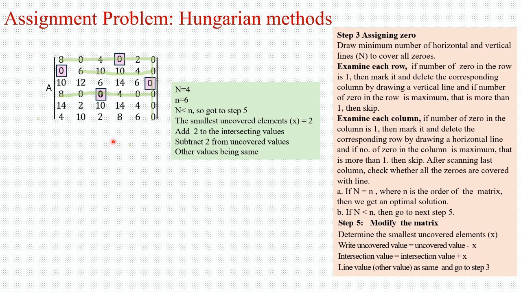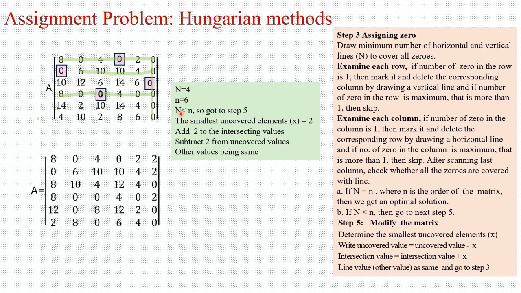If n is equal to N, where N is the order of the matrix, then we get an optimal solution. Here n is 4 and N, the order of matrix, is 6, so go to next step 5. Identify the smallest uncovered element x. Add x to the intersecting values. Subtract x from uncovered values. Other values being same. Here in this case, the smallest uncovered element x is equal to 2.